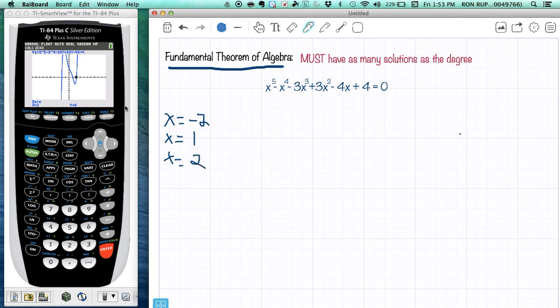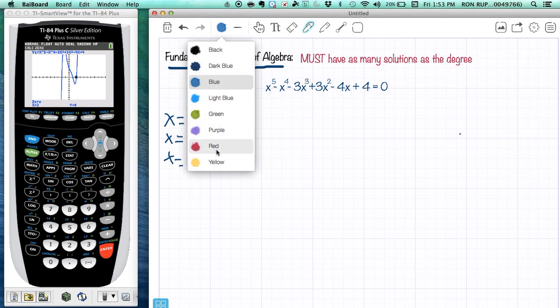Okay, so once I ran those calculations, this has 3 real rational roots: -2, 1, and 2. But the problem is we know there has to be 5. And so we know that there must be 2 imaginary solutions. So what we're going to do is run division: polynomial long division if that's your cup of tea, or synthetic division if that's what you prefer.